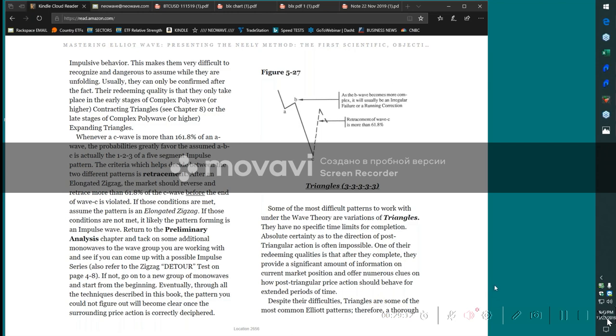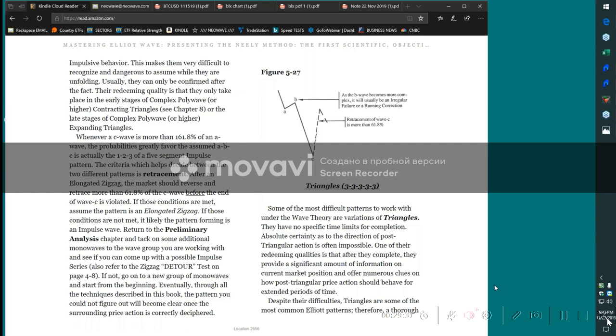What's the maximum time a wave can take in a flat and a zigzag? Okay, in a B wave, typically the B wave will be no more than 3 to 5 times the time of wave A. If it's more than 5 times the time of wave A, most likely you're dealing with a chart that's too complicated and you need to simplify it by going to a higher time frame.